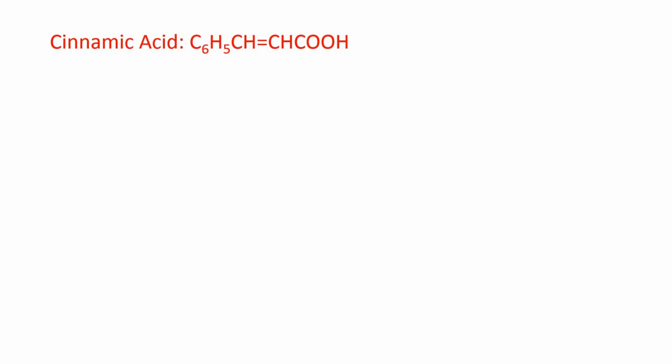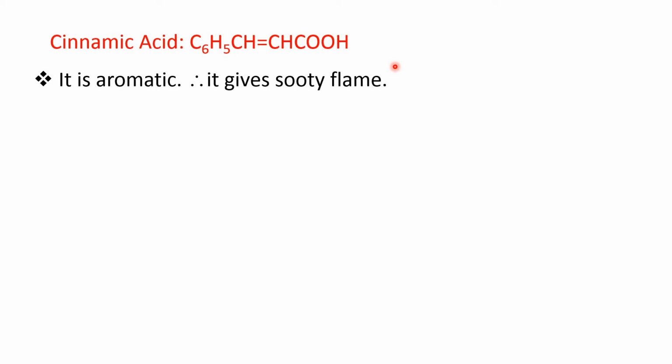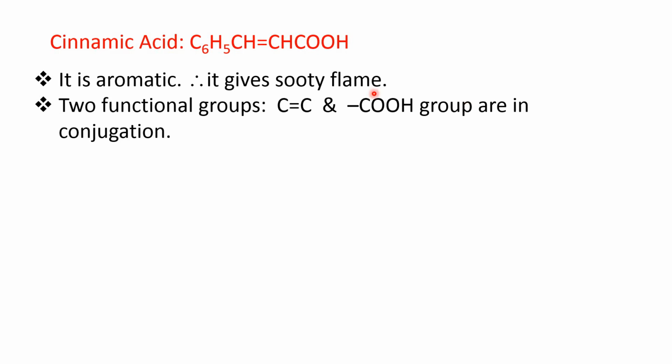So cinnamic acid, this is the formula, that is C6H5CH=CHCOOH. Now cinnamic acid is aromatic. That's why it gives the sooty flame. In cinnamic acid, there are two functional groups. One is carbon-carbon unsaturation. This is aliphatic unsaturation, this part, and the carboxylic acid group. And these two groups are in conjugation.